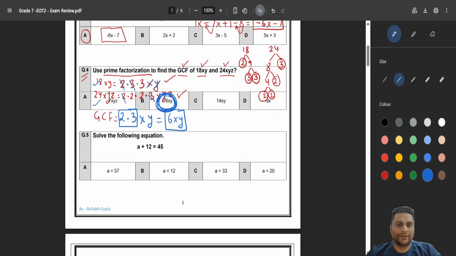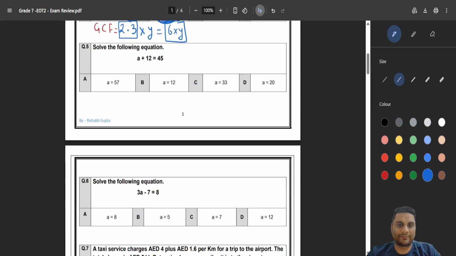Okay. Next, question number 5. Solve the following equation. Whenever I say solve, it means we have to find the value of the variable. Here the variable is a. Variable, I mean the number we don't know. So here we don't know the value of a. So solve means find the a. Okay. So how will I do this?